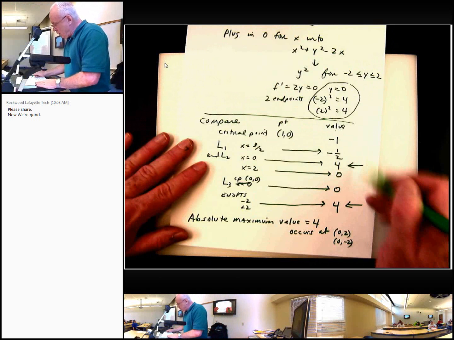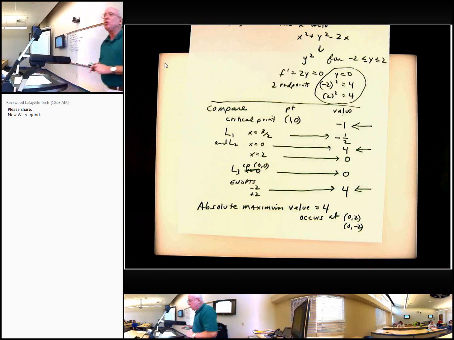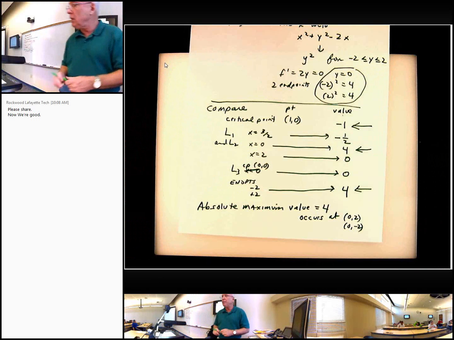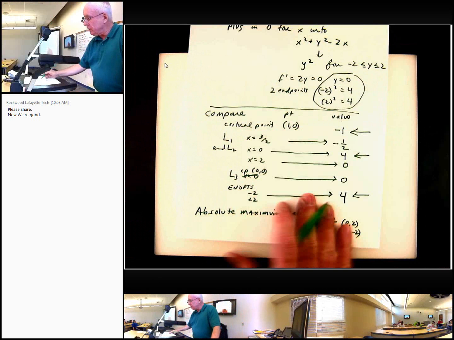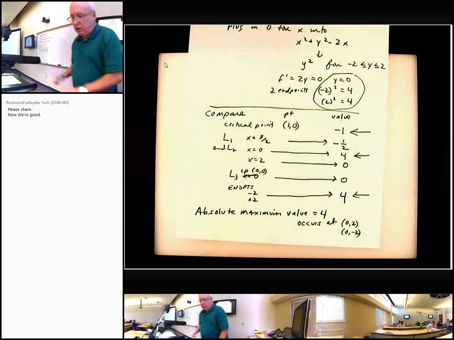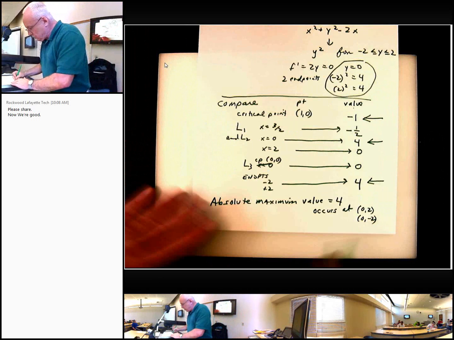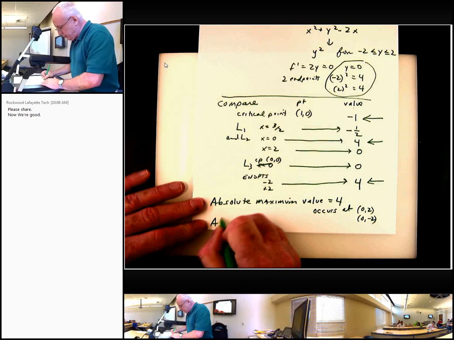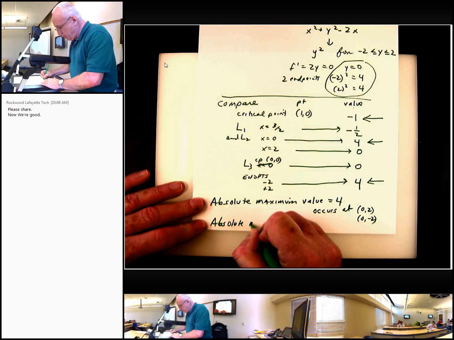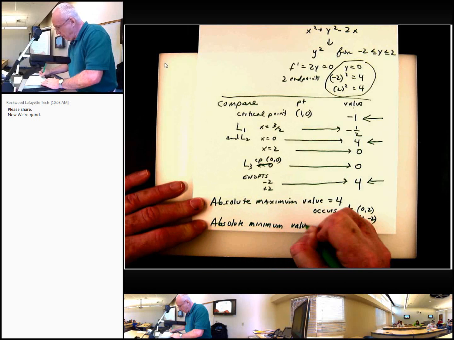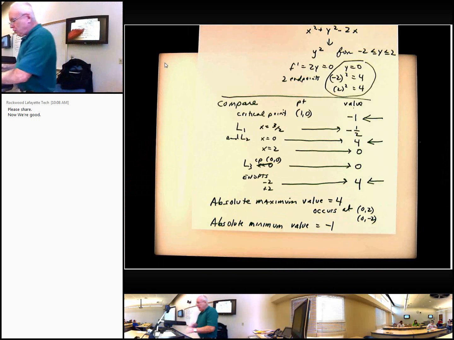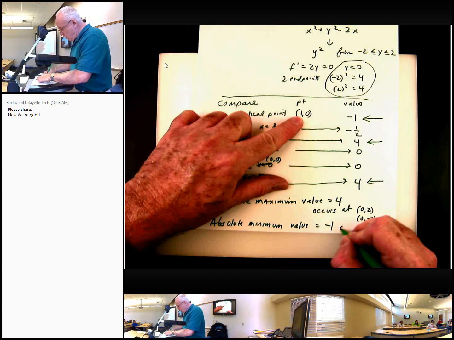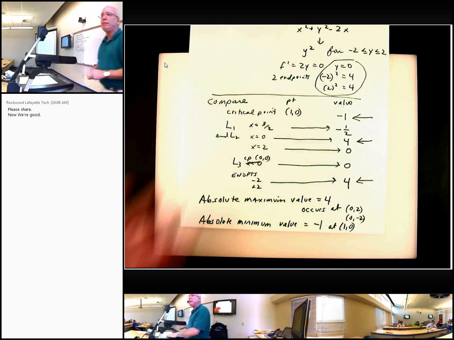And then our minimum value was way back when we got the critical point of the function. We found the critical point was inside our set, and when we plugged it in, we got a value of -1. So our absolute minimum value is equal to -1, and that occurred at (1, 0) inside of our set.